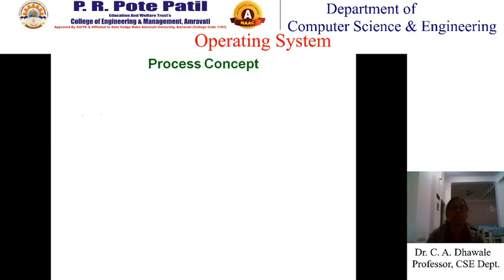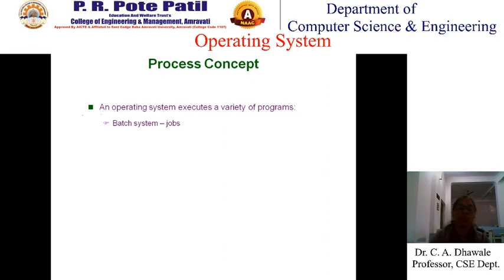Okay. Now process concept. I already told you that an operating system executes a variety of programs. Various types of programs are there. These programs may be a user program or a kernel program. Kernel means the operating system part. Now that operating system task may be named by different terms.